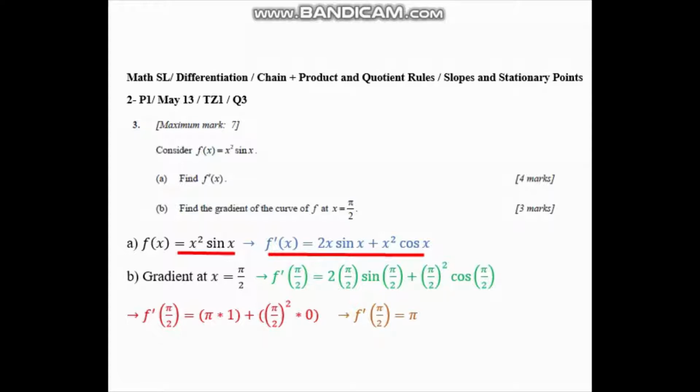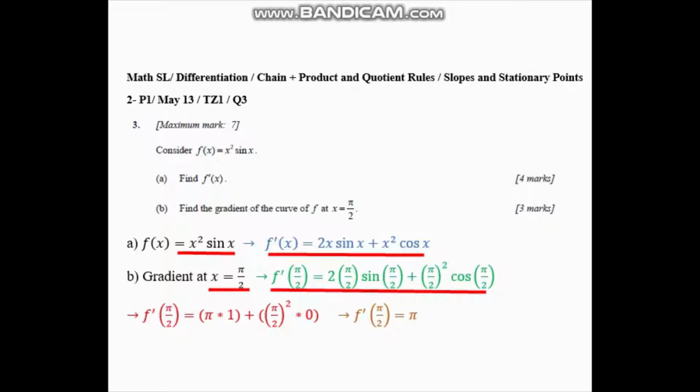Now for question B, again, like the previous question, we are required to find the gradient at a point. And as we previously said, the general expression of the gradient is found by differentiating the function. And to get the gradient at a specific point, we simply plug in the required value into the general expression found in blue on the screen. So we are required to find f dash of pi over 2, which is found by replacing every x with pi over 2. Next, you need to simplify and find the trigonometric exact values.